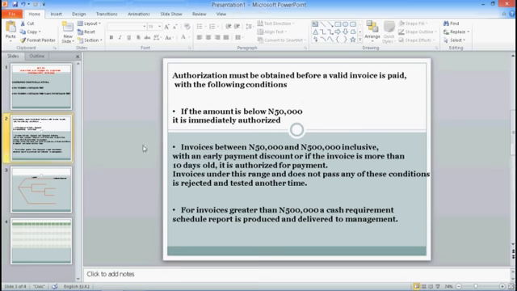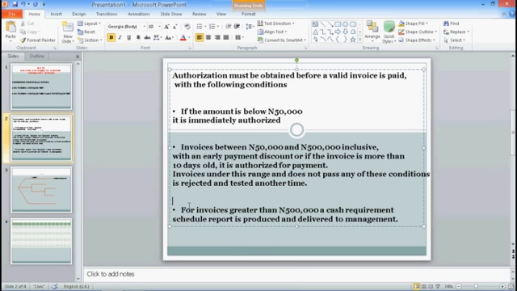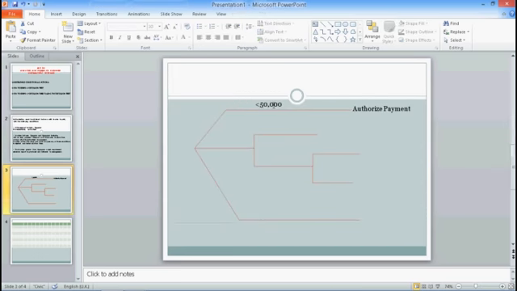Now the second condition, let's keep the second condition first because it's very complex. I'll explain that later. Let's go to the third condition, which says for invoices greater than 500,000 naira, a cash requirement schedule report is produced and delivered to management. So if it is greater than 500,000 naira, what happens? We produce a cash request schedule.